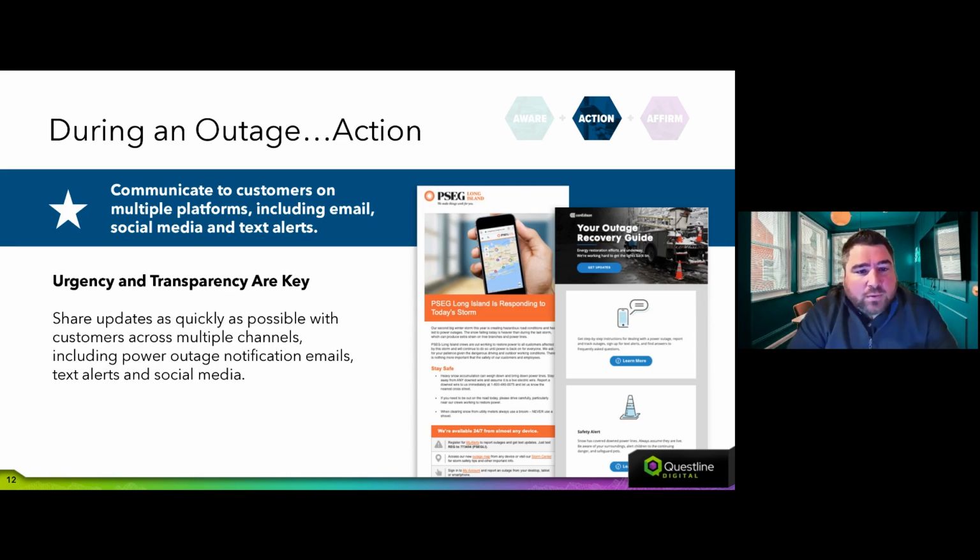But when you think about becoming urgent and transparent, it comes down to planning properly. A couple examples you can see off to the right. For PSEG, you can see an asset from Questline there that talks about how to prepare for an outage, how to respond, how to enroll in alerting. Another great asset that I know Questline has helped customers with is an actual outage recovery guide. Having those assets ahead of time, having a strong communication plan, as well as a strong innovation plan with technology and hitting the different channels, voice, SMS, digital, allows you to be urgent and transparent. So again, it all comes down to that plan that you have.